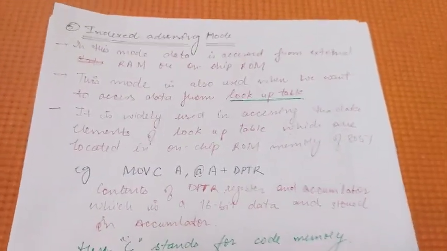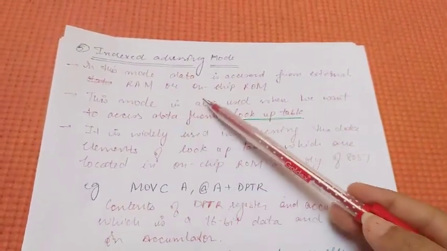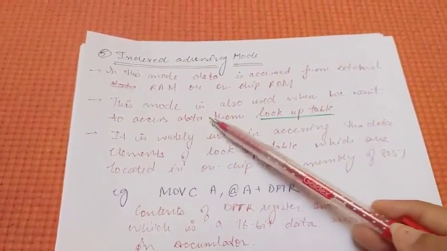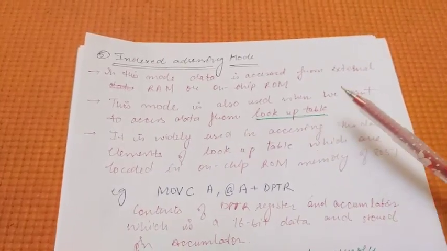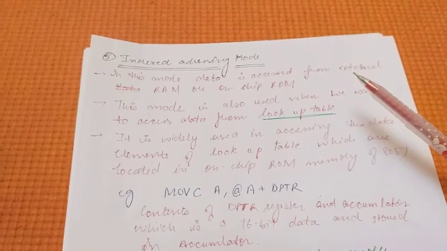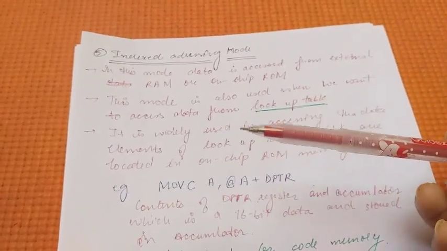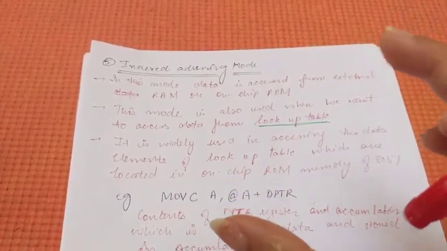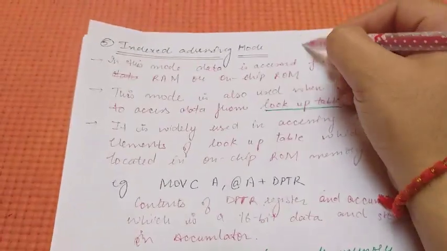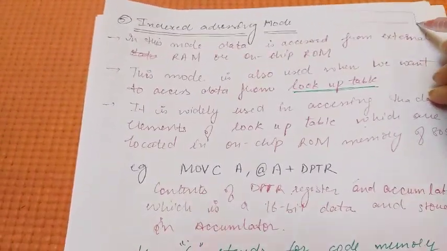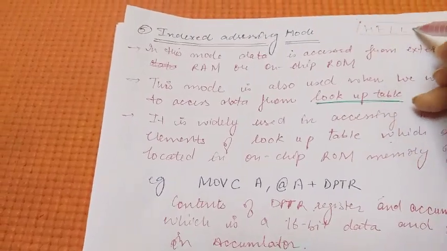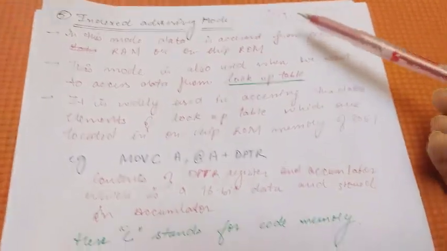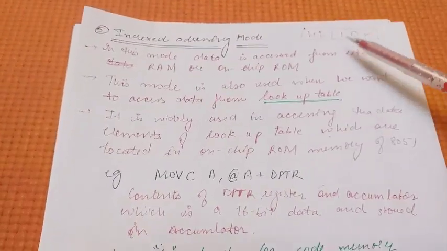The last but not the least is indexed addressing mode. In this mode, the data is accessed from the external RAM or on-chip RAM. This mode is also used when we want to access data from a lookup table. Now, what is a lookup table? Basically, when we have an LED on which we want to display hello, there are instructions in the lookup table, and we put on the instructions from the lookup table and go on with that.